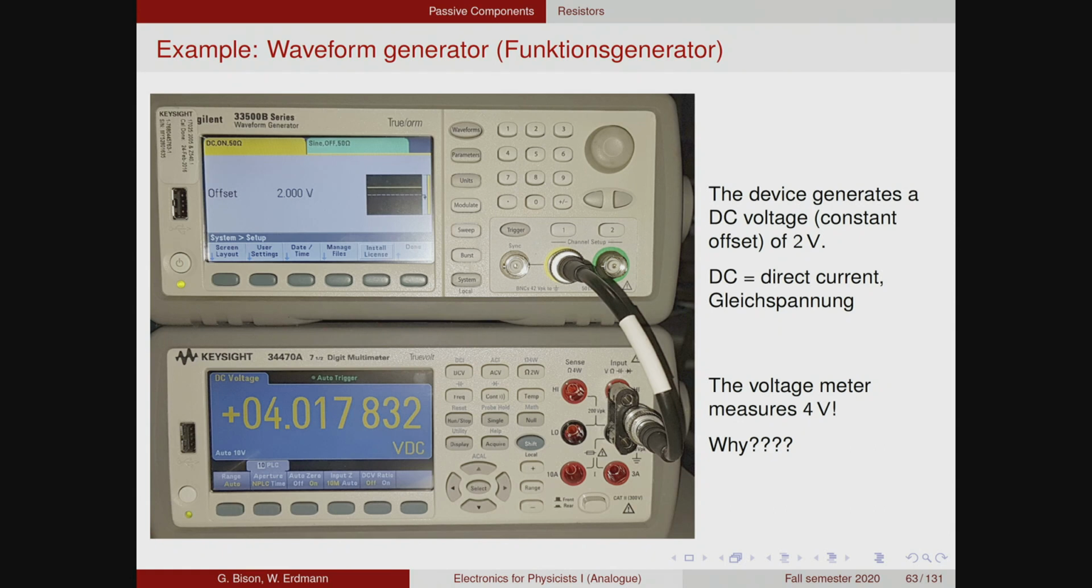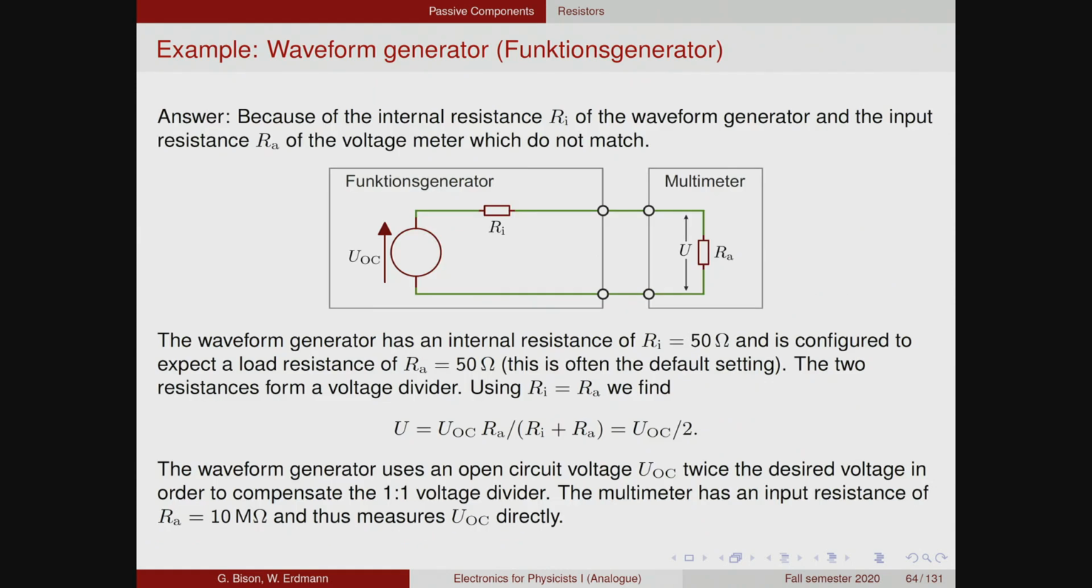Yes, yes, yes, very well spotted. This one is set to 50 ohm resistance. And of course, a voltage meter has an almost infinite internal resistance. So what this voltmeter assumes is that we connect a 50 ohm load. And if we don't do that, then we get a different result. So let's have a look what's going on here.